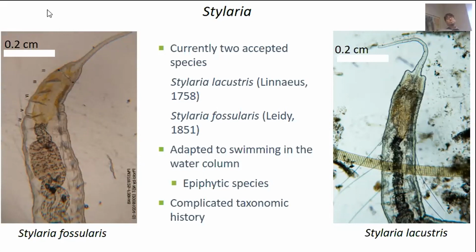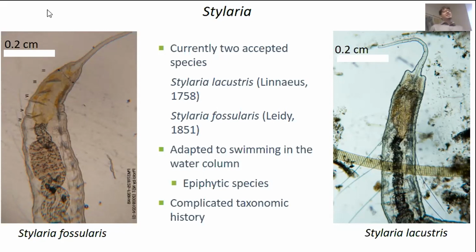What's great about this group in particular is they're one of the few Naidinids that, despite a lot of Naidinids being found above the sediment, are active swimmers. So they actually will go into the open water column and swim. But they don't do that as often. They prefer to be an epiphytic species, so they attach themselves usually to plants, aquatic vegetation, or rocks, or pieces of wood. But they do have a little bit of a complex taxonomic history.